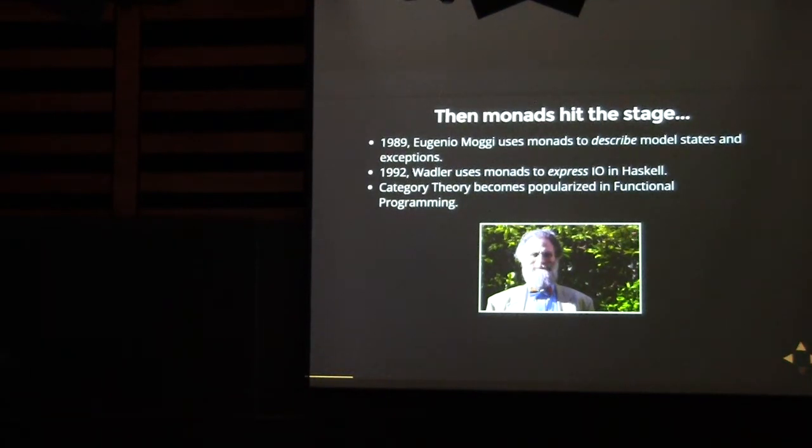Then Monads hit the stage, and we're going to talk about Monads later. Eugenio Moggi first used Monads to model state and exceptions. Monads are something that came from category theory, so he was trying to model what the meaning of programs were, and he discovered that this thing from category theory would be handy to explain the meanings of exceptions. And then in 1992, Wadler, this guy right here, decided he could take this idea of Monads and use that as a way to express I/O operations in Haskell. This was a really big deal because it made Haskell no longer a toy language, because you could do real things with it. Since that time in 1992, category theory became popularized in functional programming. So it's big in the Haskell community. You'll hear category theory all the time, but it basically boils down to 1992 when Wadler found the first use for it in Haskell.